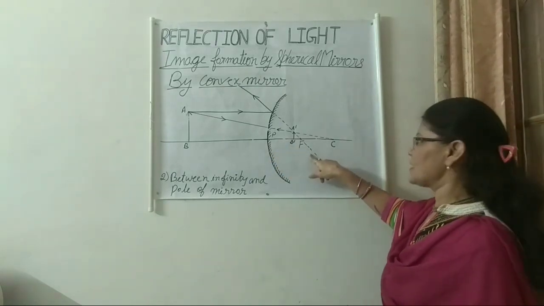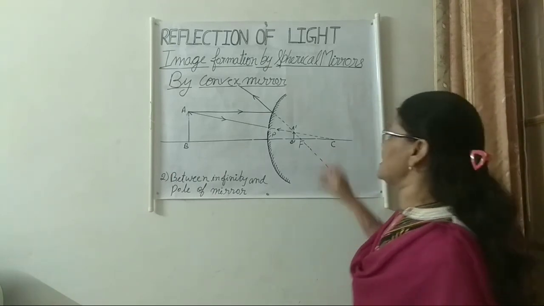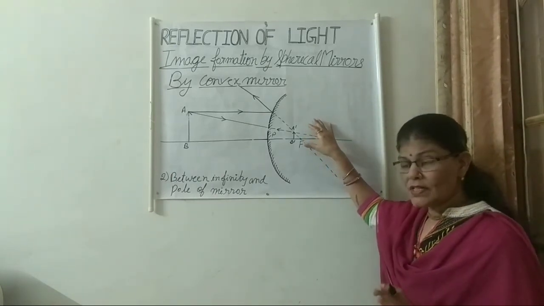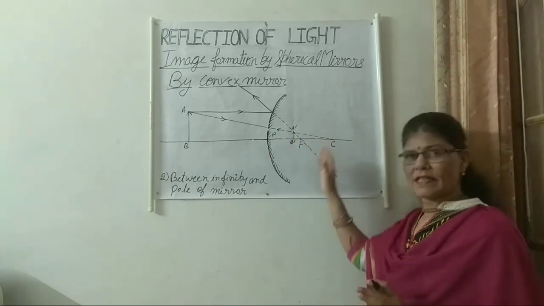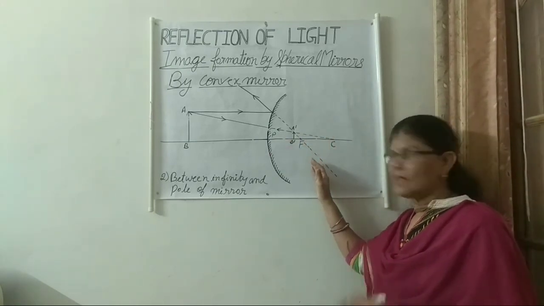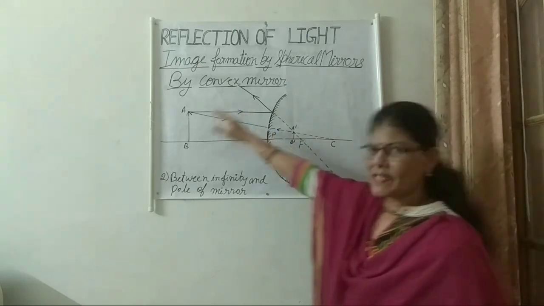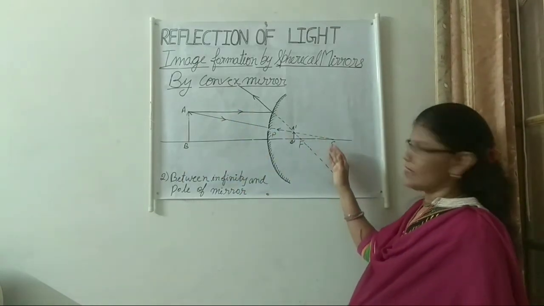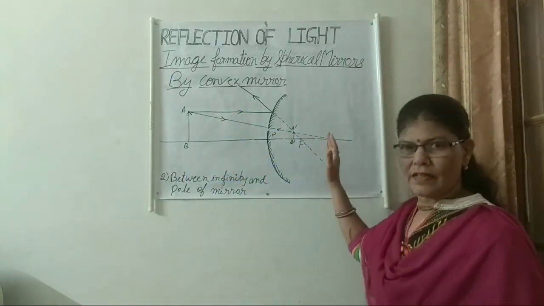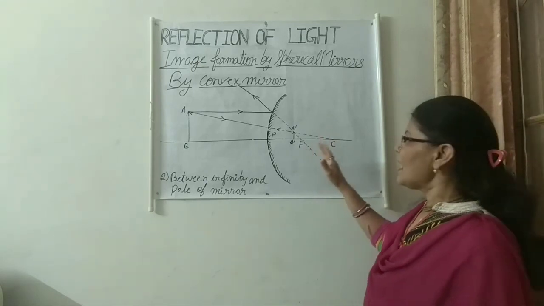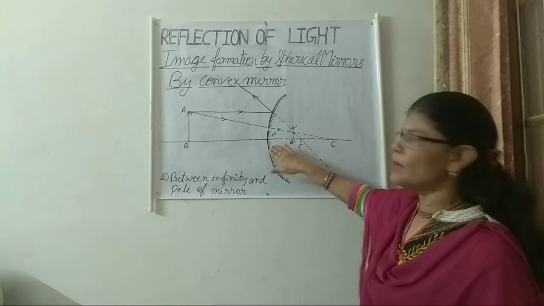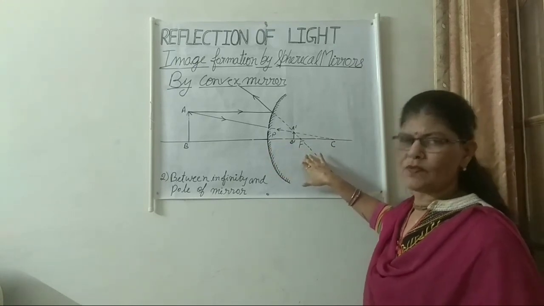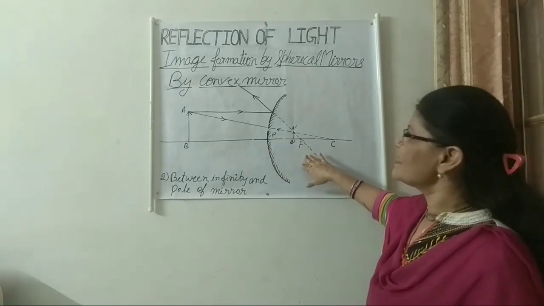The image is inverted. It's not inverted. The image is virtual because it is on the back side of the mirror. It is virtual. It is erect. Object is also erect, image is also erect. So the image is erect, virtual, and diminished. This image is diminished and it is formed between pole and principal focus of the mirror. So this is the second case of convex mirror.